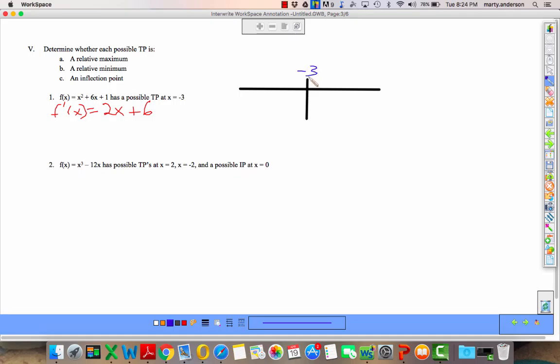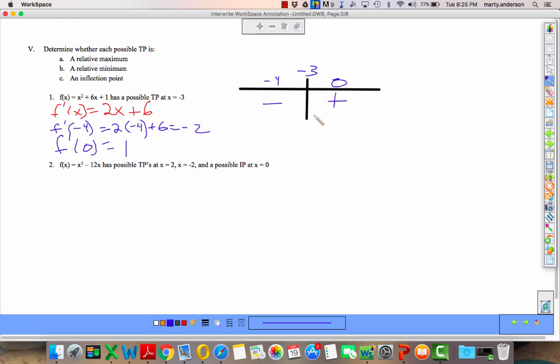What are values immediately to the left of negative 3? Hey, how about negative 4? Plug that in. What is the derivative? This will give me the slope at the point. It's what we just got done doing. 2 times negative 4 plus 6. I get negative 2, it's negative. Immediately to the right, how about 0? 0 is your friend. Use 0 whenever you can. The derivative at 0, because it's to the right of negative 3, no big deal. And then I get 0 plus 0 plus 1, and I get 1. So I know it's going to be positive.